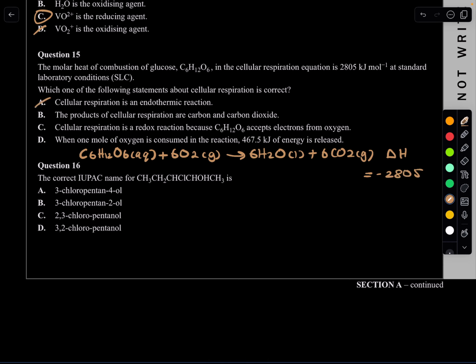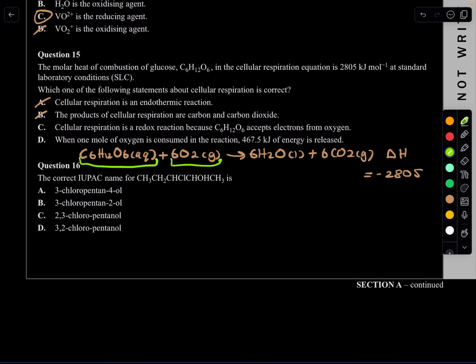B, the products of cellular respiration are carbon and carbon dioxide. So carbon dioxide is right, but not carbon. It's water. C, cellular respiration is a redox reaction because this accepts electrons from oxygen. Now, true. What do we call it? Cellular respiration is a combustion reaction. Combustion reaction is another word for oxidation reaction. So basically, this here goes through oxidation. Your fuel normally goes through oxidation, and this here goes through reduction.